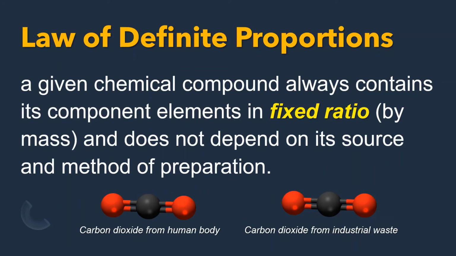This idea is an extension of a law published in 1799 by Joseph Proust, a French chemist. Proust's law of definite proportions states that a given chemical compound always contains its component elements in fixed ratio by mass and does not depend on its source and method of preparation. Thus, if we were to analyze samples of carbon dioxide gas obtained from different sources, we would find in each sample the same ratio by mass of carbon to oxygen.